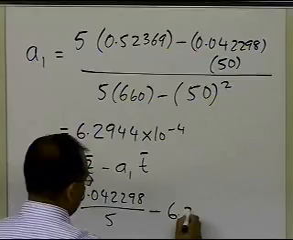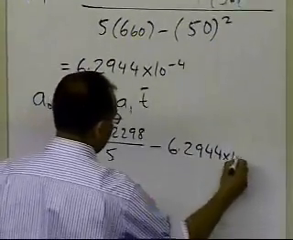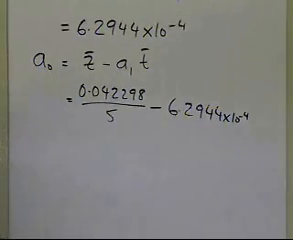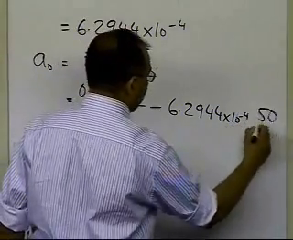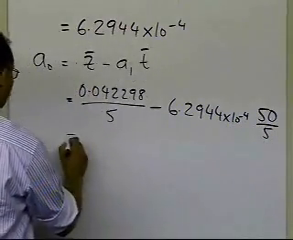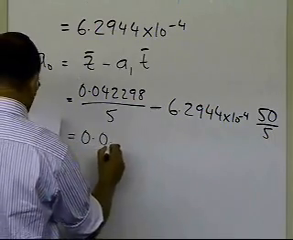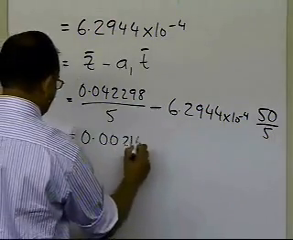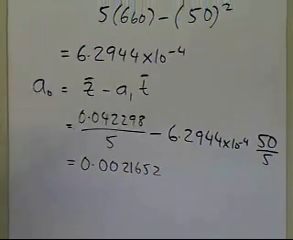A1 I just found, 6.2944 times 10 to the power minus 4. And t bar is the average value of the t values, which is the total value of 50 divided by 5. And this A0 value turns out to be equal to 0.0021652.